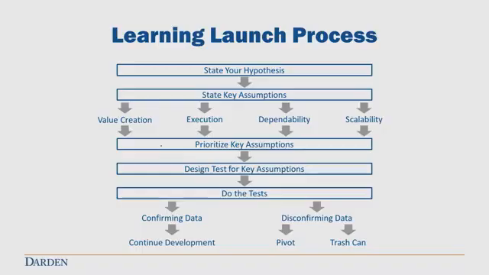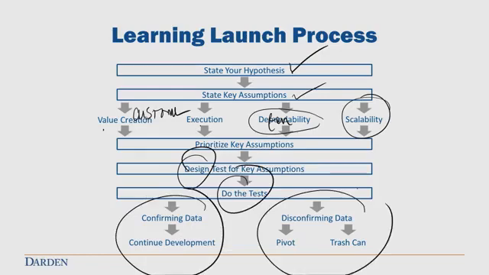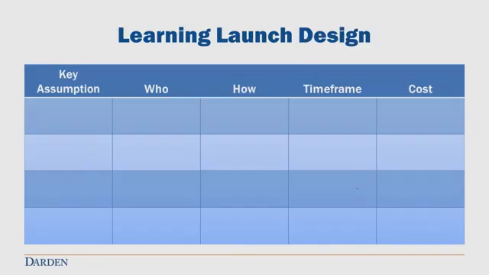Here's the process. Put your idea into a hypothesis. Figure out your key assumptions. Customer. Execution. Defensibility. And I didn't talk about scalability because I always do that at the last of the test. Prioritize your key assumptions. Design the test like we talked about. Do the test. Confirming data, you continue development. Disconfirming, you pivot or you put it on the shelf.